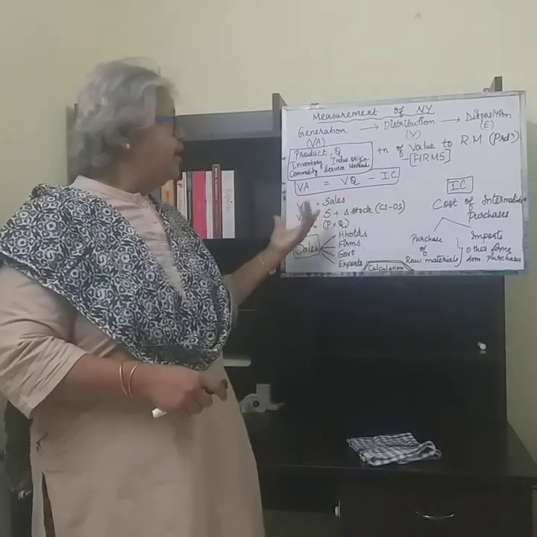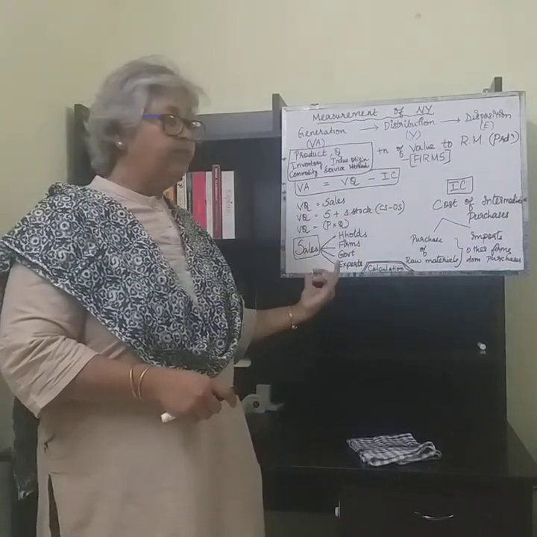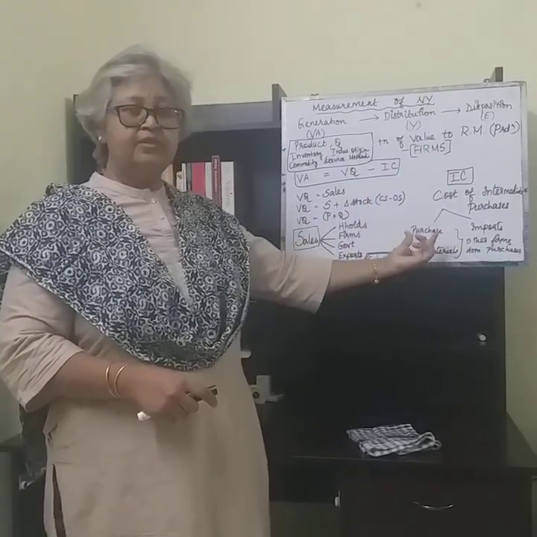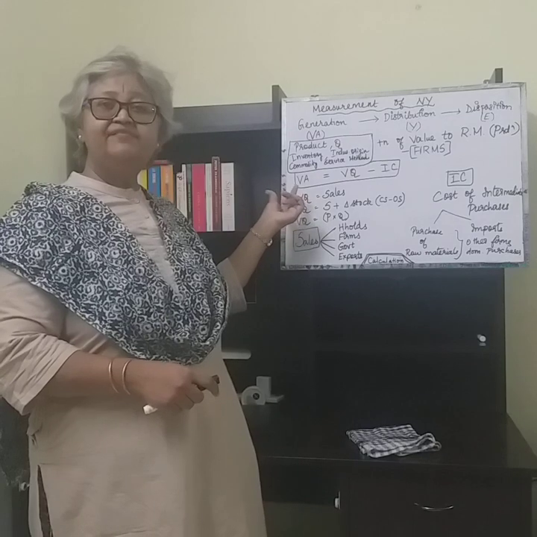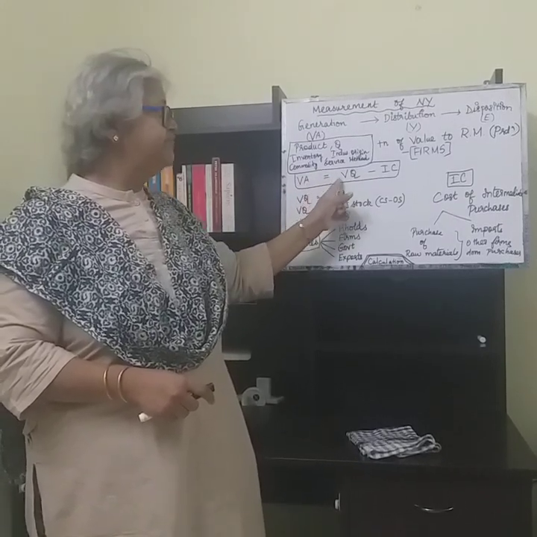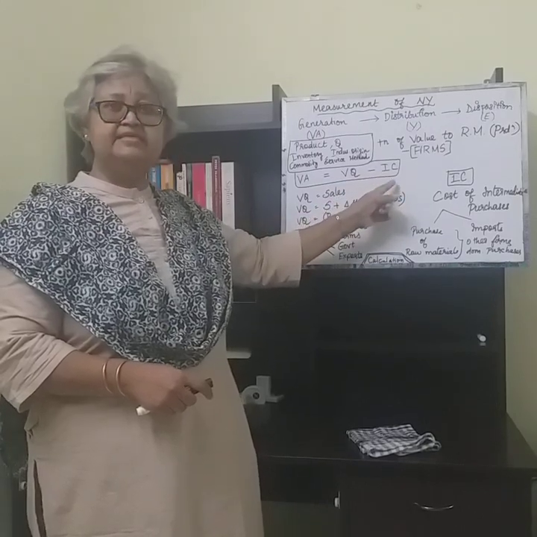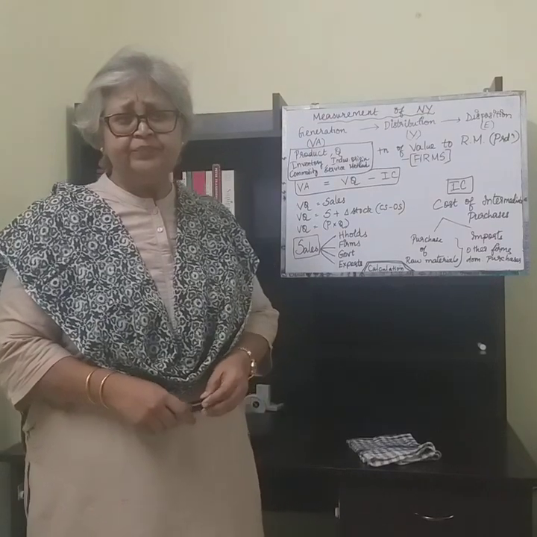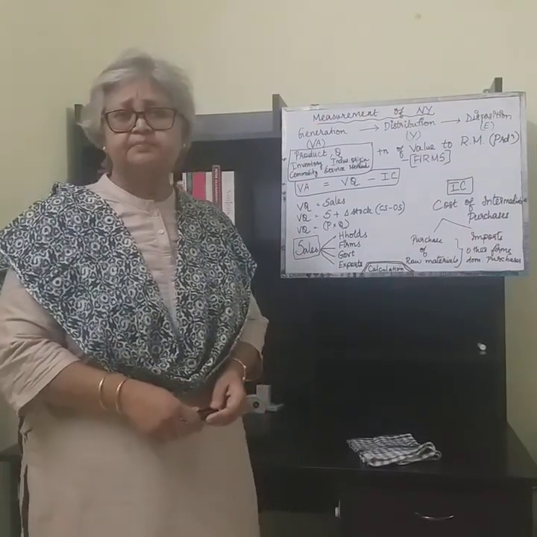So, knowing the value of the output and that of the intermediate consumption, how will you arrive at the value added? Value added, you have already understood, is nothing but value of the output less intermediate consumption. So, calculation of value added, what are the steps involved?